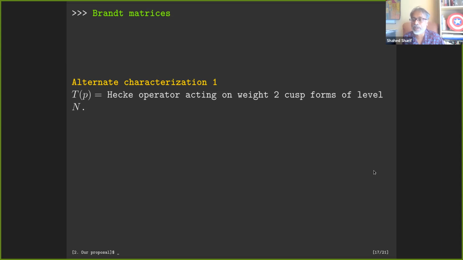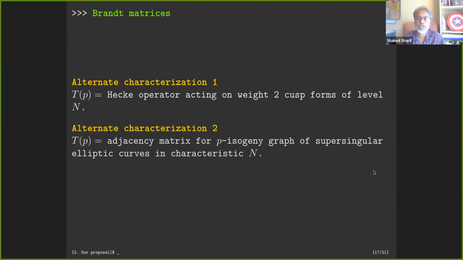So in other words, the vector space V is isomorphic to the space of weight 2 cusp forms of level N, and then the Brandt operator acts like the corresponding Hecke operator. And then the second characterization, which probably is familiar to most of you, is if you take the set of supersingular j-invariants in characteristic capital N and look at the p-isogeny graph, then T_p is just the adjacency matrix for that p-isogeny graph.